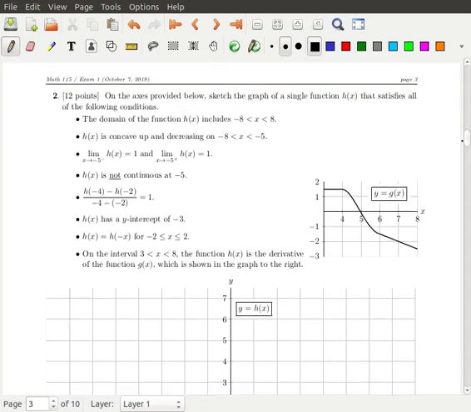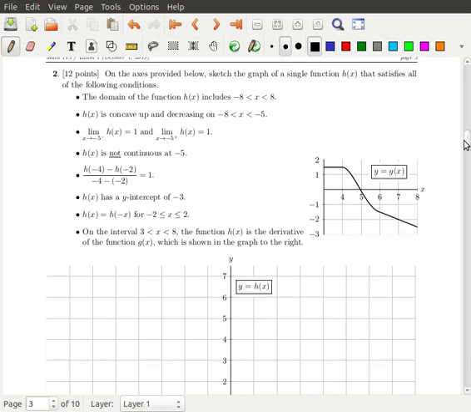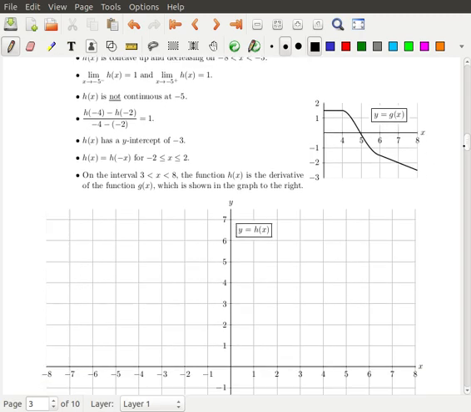Let's move on to problem 2. On the axes provided below, sketch the graph of a single function h of x that satisfies all of the following conditions. And I'm not going to read these all out before getting started. Let me just say something a little general about these kinds of problems, and then we're just going to try and do it straight through. So it's typical for these data points to move in a left to right fashion, so that it's reasonable for you to do each point individually and then kind of check that everything works out.